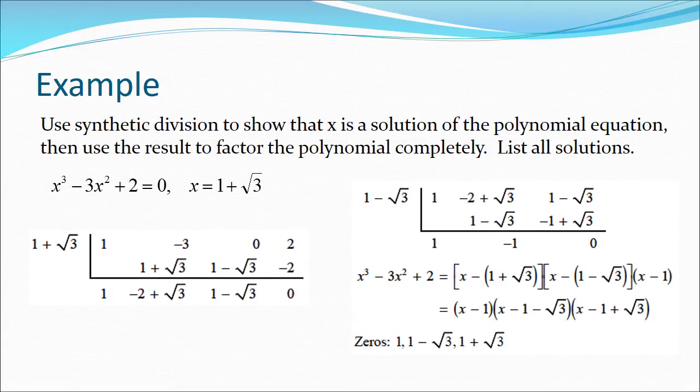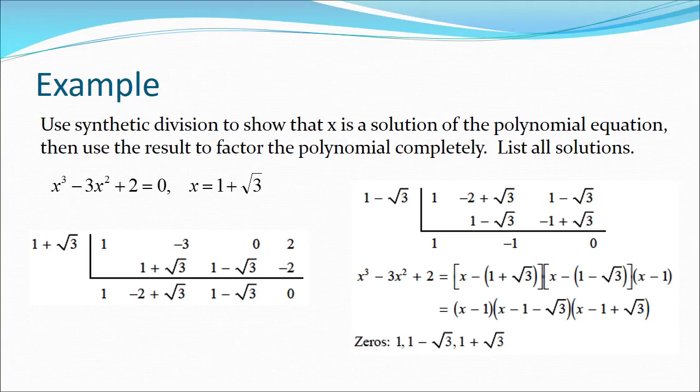So dividing in 1 plus the square root of 3, it's a little tricky. Bring down the 1, you get 1 plus the square root of 3. Now only combine the things that don't have the square roots together. It's kind of like combining like terms. So negative 3 plus 1 plus the square root of 3 gives you negative 2 plus the square root of 3. Now the next step is tricky because when you multiply negative 2 plus the square root of 3 times 1 plus the square root of 3, you must use FOIL. You must multiply that out.